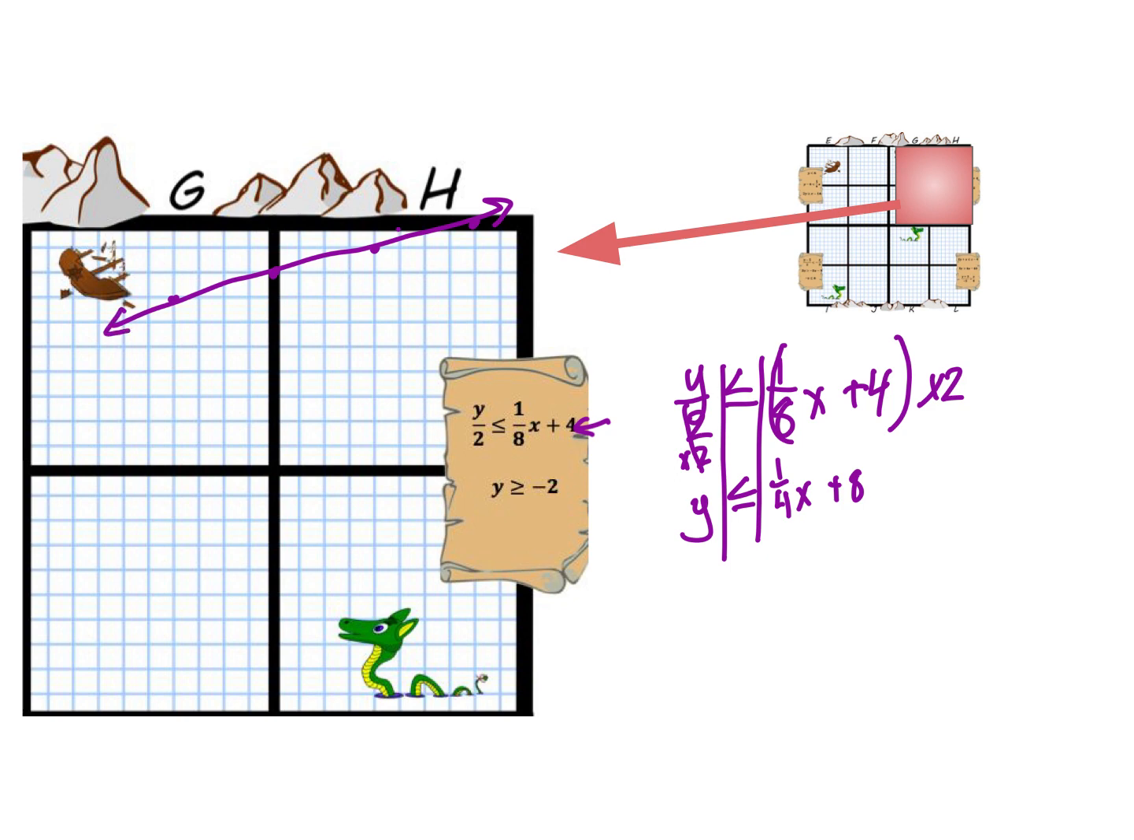And I'm going to test the point 0, 0. When I do 0, 0, I got a 0 for y, a 0 for x. So I have 0 is less than or equal to 8. Is that true? Yes. So I'm going to go ahead and shade everything that's on the side of the line where the 0, 0 point was.